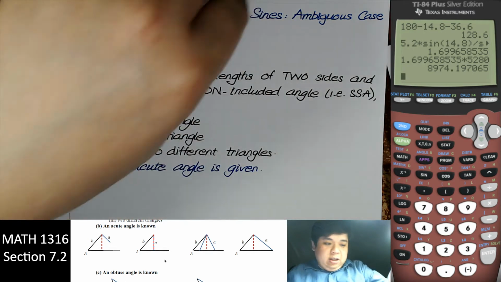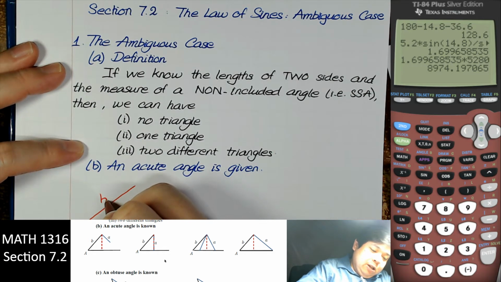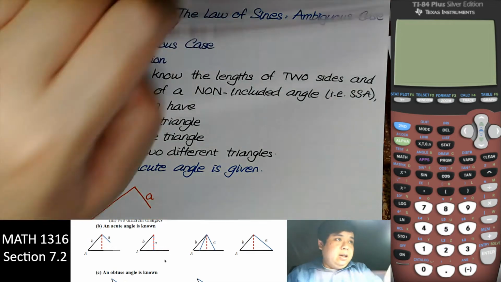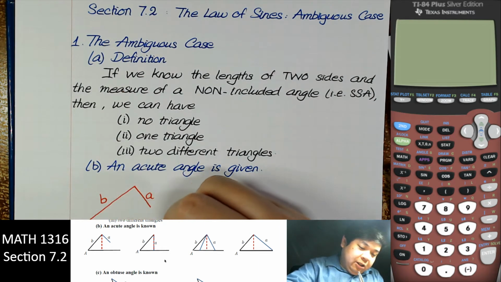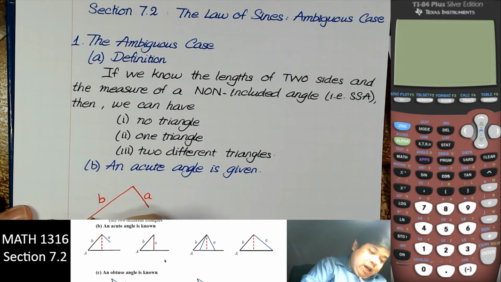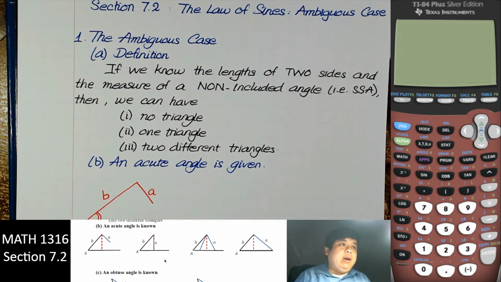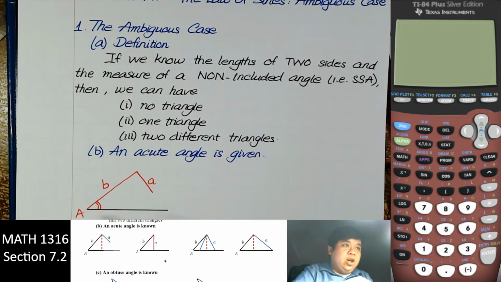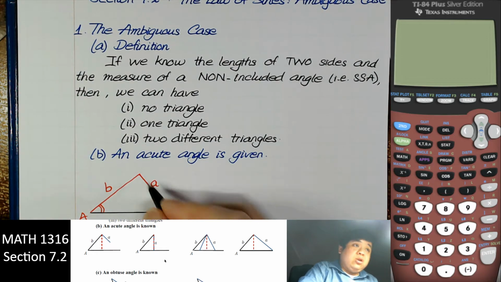Right, so what we are given is side B and also side A, and then the angle A is also given. So we know this angle A, side B, and then side A. When we have it like that, this side is too short to form a triangle. So we have no solution, because that is too short.